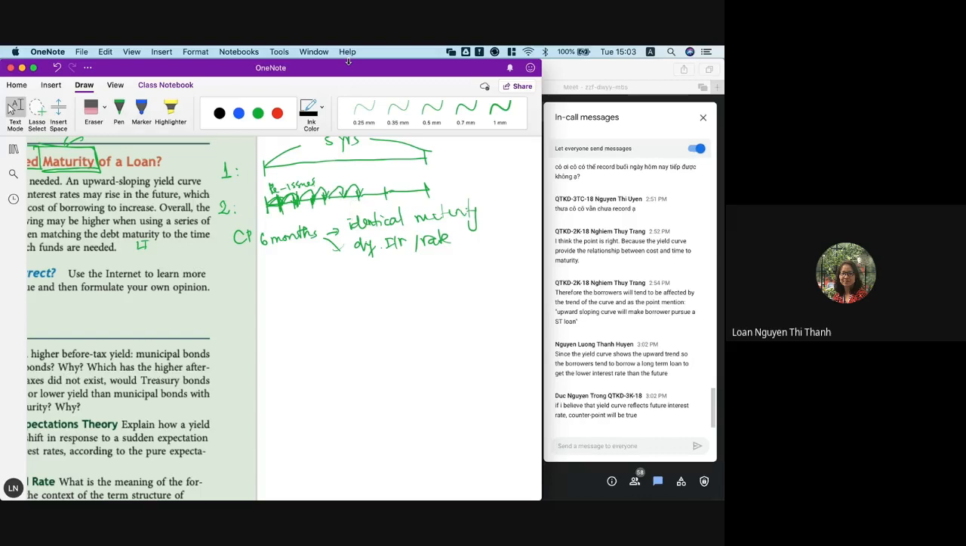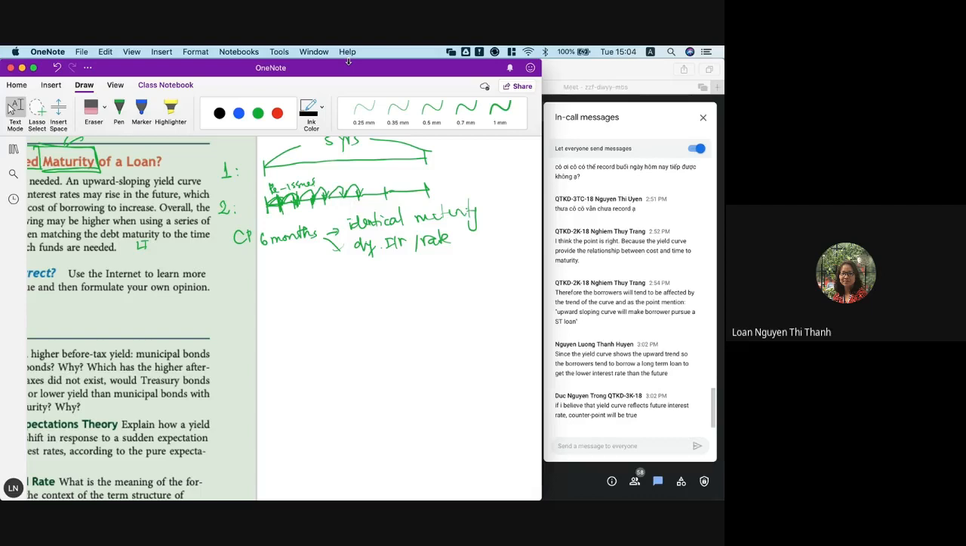the yield curve will reflect future interest rate, will forecast the future interest rate, so you favor the counterpoint. It doesn't mean the point will be wrong. The yield curve shows an upward trend, so borrowers tend to borrow in long-term loans to get a lower interest rate than in the future.